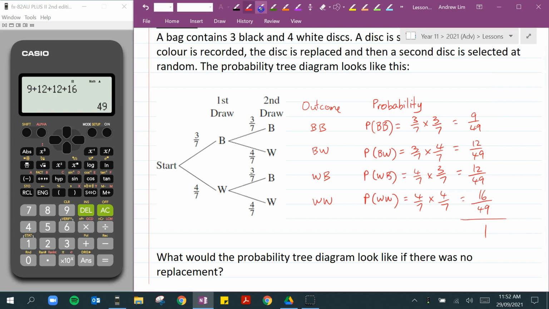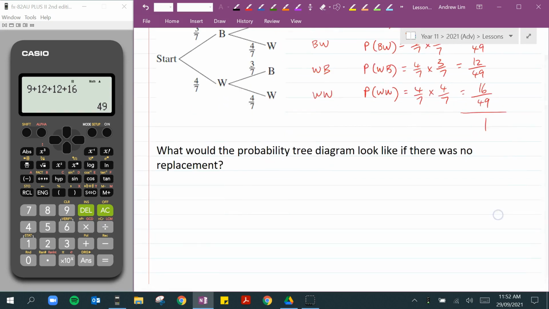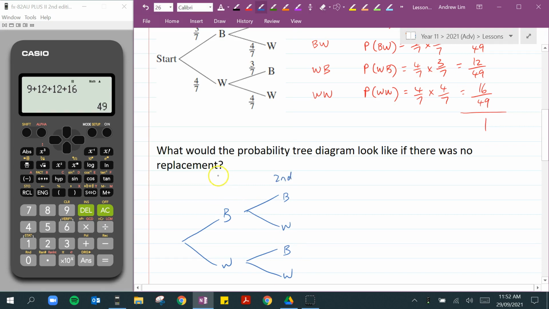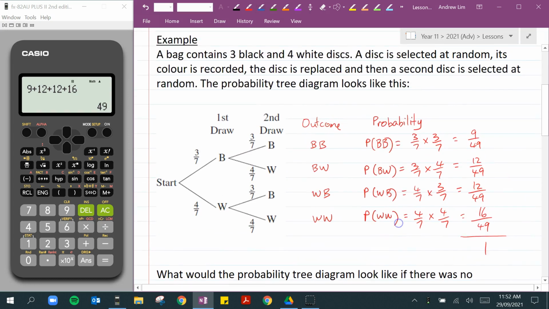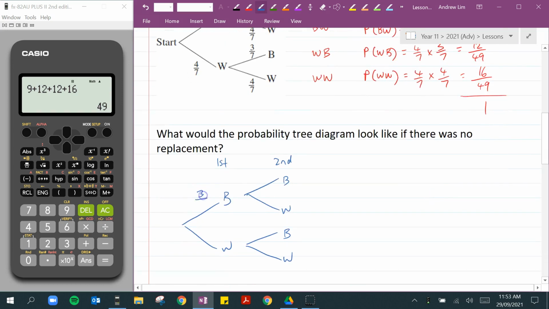But what would this probability tree look like if there was no replacement? So we could get a black or a white disc. I'm just going to write first here. And then we could get black or white, black or white. And I'm going to label this second. I might just move this first up here. Now, there are 3 black and 4 white. So there's 7 discs altogether. 3 out of 7, 4 out of 7.